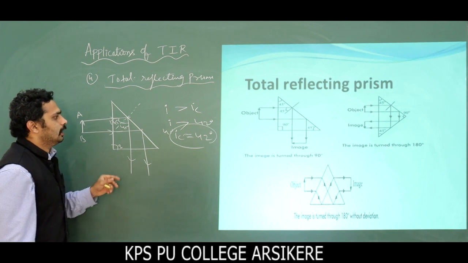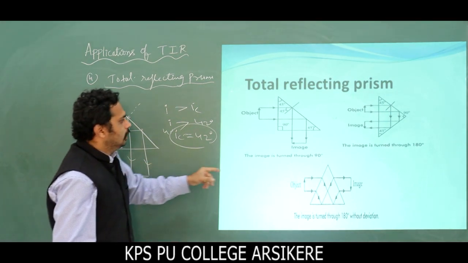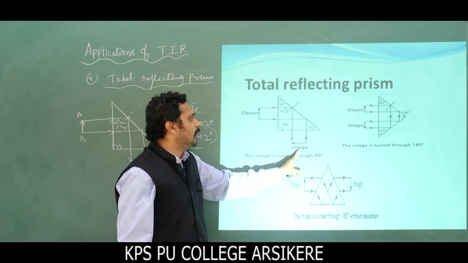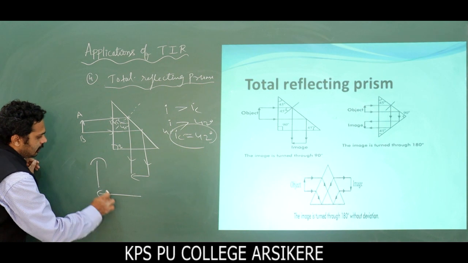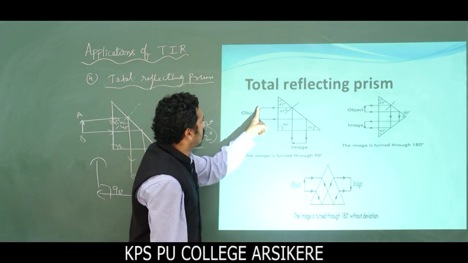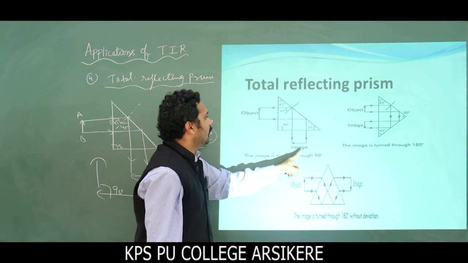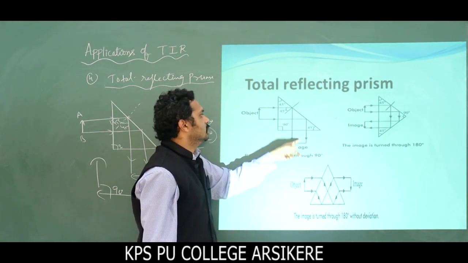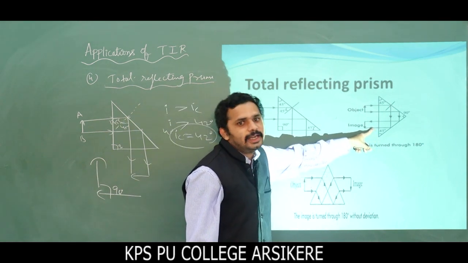So, TIR. This is the object, this is the image. Here we are going to turn the image by 90 degree. This is the object, this is the image. What is the degree we rotated? 90 degree. We turned the object by 90 degree, and this is the image. Similarly, we are going to see the image turned through 180 degree.